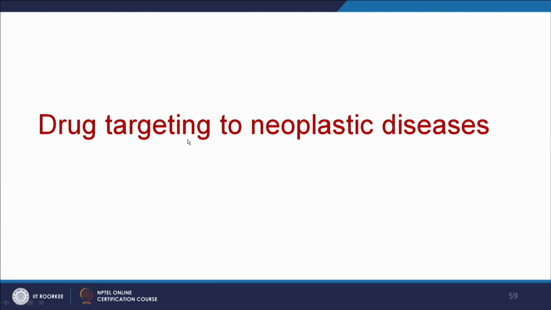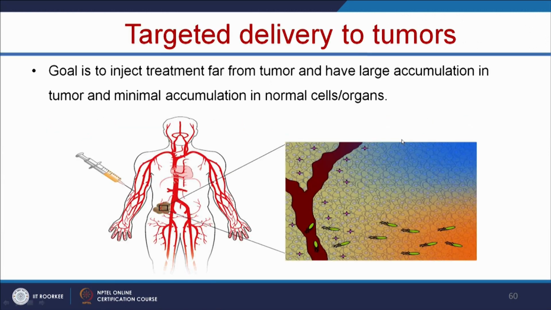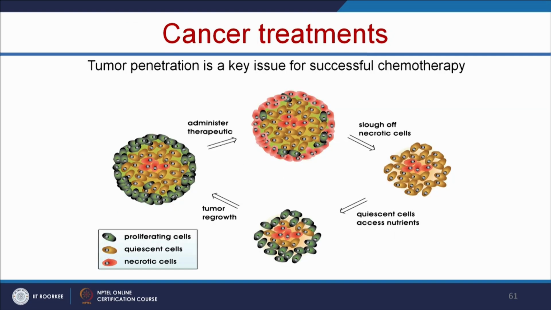So let us see how we can target the drug to neoplastic disease. Neoplastic means cancer. Here the goal is to inject the treatment far from the tumor and have a large accumulation in the tumor and minimal accumulation in the normal cells. This targeted delivery to tumors and cancer I already discussed in detail in one of my previous lectures, but briefly we see here how we can use this.